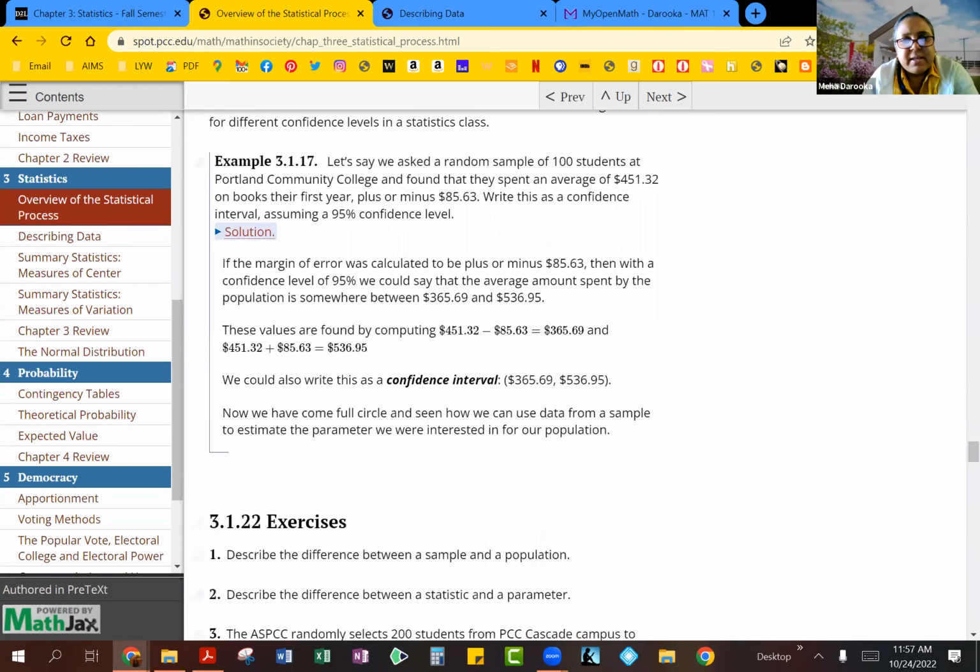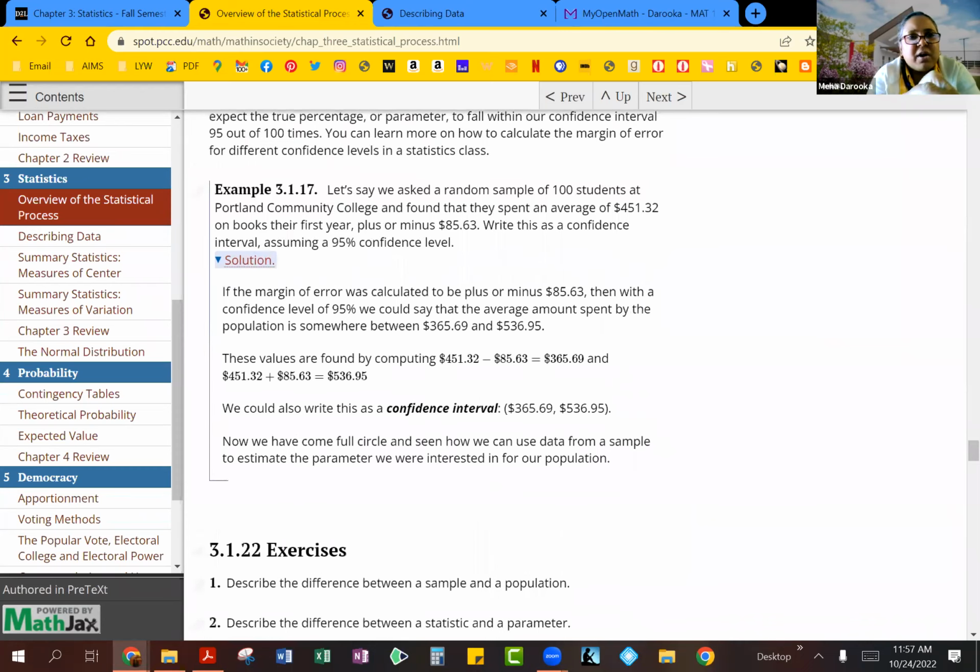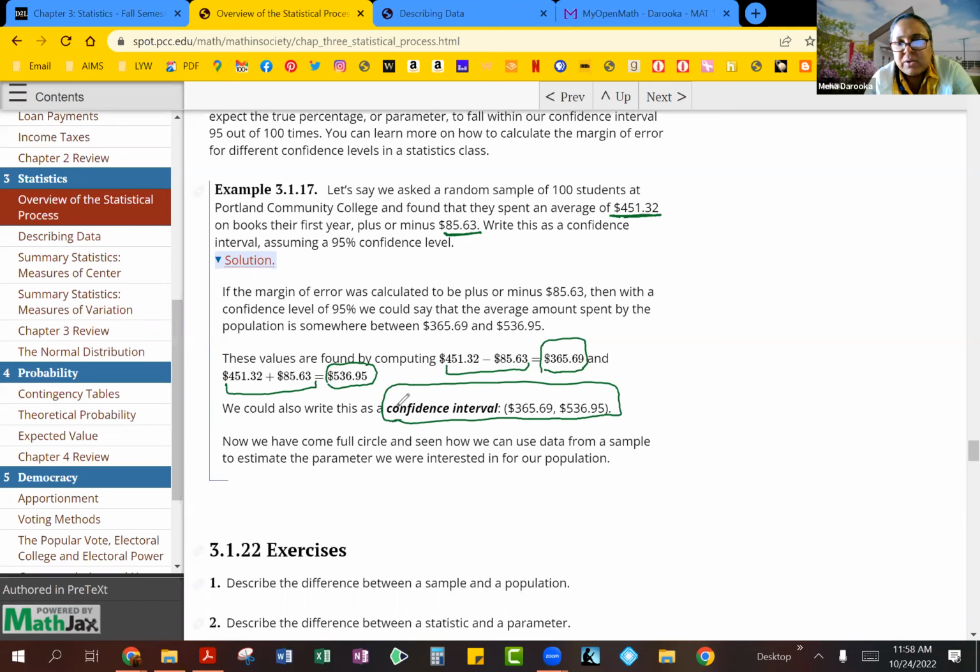What that would end up looking like: the initial dollar amount is $451.32, and then this is the plus or minus, so you subtract and add that number to your 451.32. You can see your confidence interval would be going anywhere from $365.69 to $536.95. And again, writing that as a confidence interval, that's what it would end up looking like.